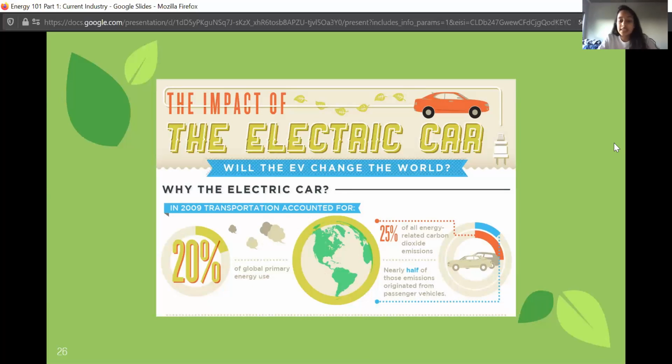As we can see, the electric car has a huge impact in terms of sustainability and the environment, but there are still many different factors that are limiting the use of electric cars. Next slide, please.